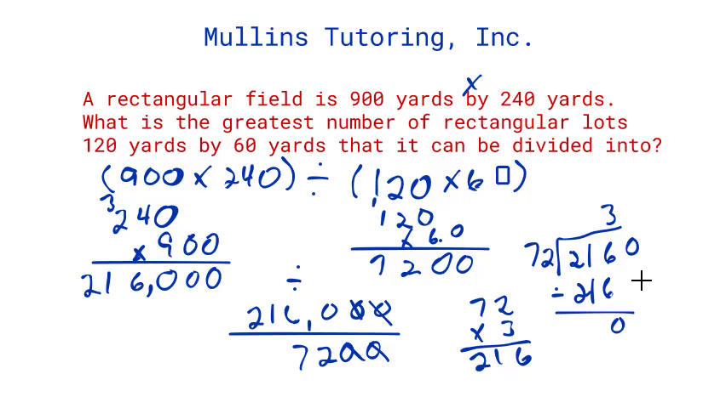I'm going to bring down my 0. And the other thing you can do as well is just bring your 0 up. If you just have zeros in the bottom, remember, this 0 is part of the answer, so we're going to put the 0 up here. So there are 30, it can be divided 30 times into 30 fields once we did all that work.